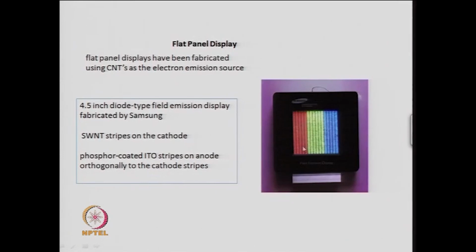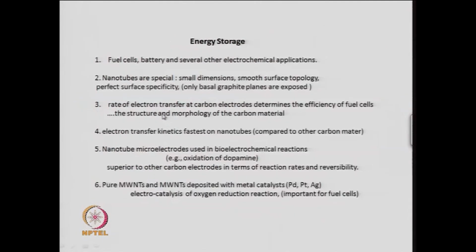So, if you have the nanotubes in this direction, then you have the anode perpendicular to it, which is on ITO, which is indium tin oxide. It is a conducting glass, and so you have a phosphor coated conducting glass like ITO, indium doped tin oxide, and that acts as the anode, and the single walled carbon nanotube acts as the cathode, and you can generate this kind of display, which has been shown by Samsung earlier.